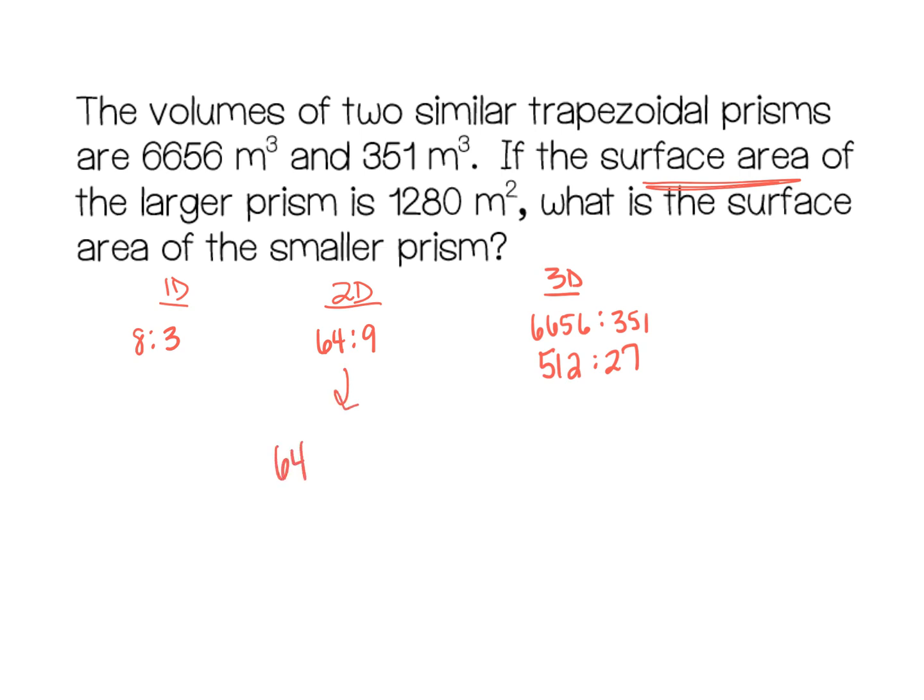So I have 64 over 9 equals, it says the surface area of the larger prism is 1,280. 64 is the larger, so I'm going to put my 1280 up top, and I'm going to cross multiply. And I get x equals 180. We're looking at surface area, so we're talking square meters.